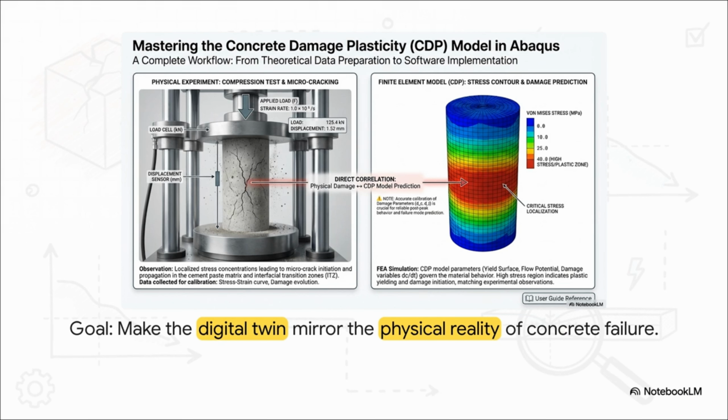On the left, you've got a real concrete cylinder being crushed in a lab. You can see the actual cracks forming. On the right, that's our digital twin, the simulation. The whole point is to make our simulation so good that it perfectly mirrors that physical reality, predicting exactly where the stress is highest and where those first cracks are going to start to show up.